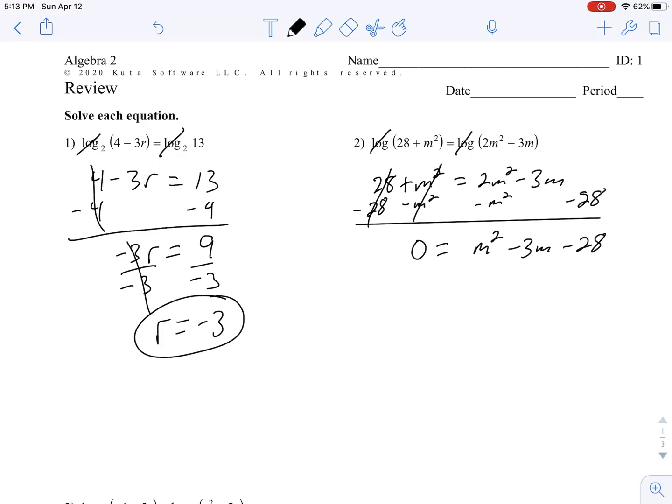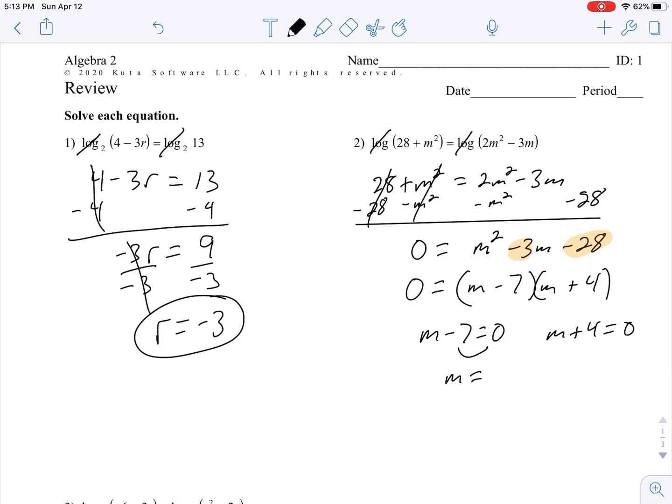At this point, to solve a quadratic, you have a choice. You can either factor it or use the quadratic formula, and I believe this one will be fairly simple to factor. We want two numbers that multiply to negative 28 and add up to negative 3, and I believe that's negative 7, positive 4. They multiply to negative 28, they add up to negative 3. Now set each one of these factors equal to 0. Bring this 7 over, you're going to get positive 7. Bring that 4 over, you're going to get negative 4. And those are the answers.